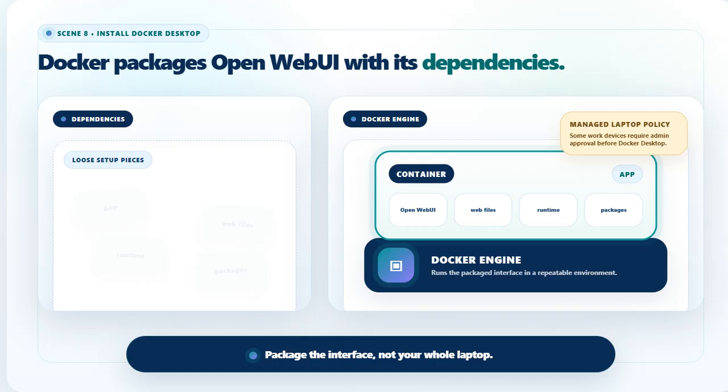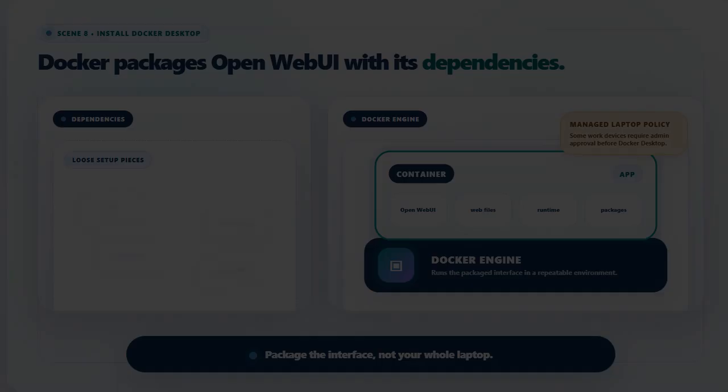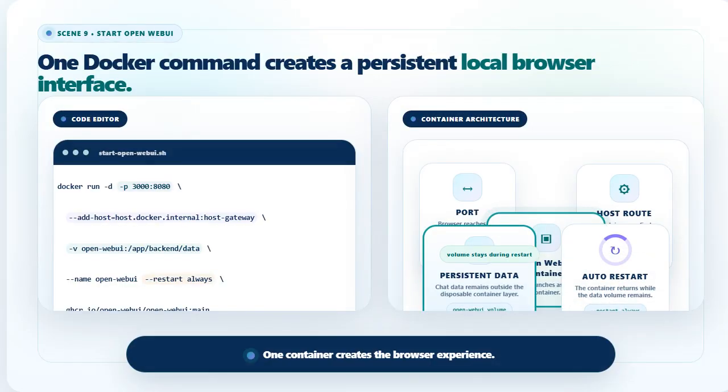With Docker ready, Open WebUI requires one command and one local address. With Install Docker Desktop in mind, the next piece is Start Open WebUI. Run the Docker command shown on screen to start Open WebUI in the background. Port mapping 3000:8080 makes the interface available at http://localhost:3000. The named volume open-webui preserves accounts, settings, and chat data when the container restarts.